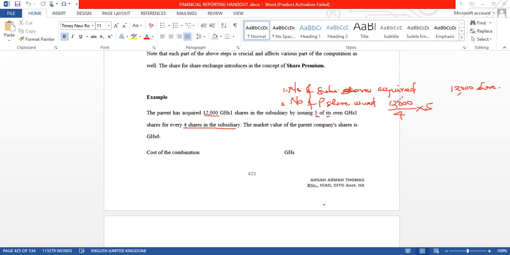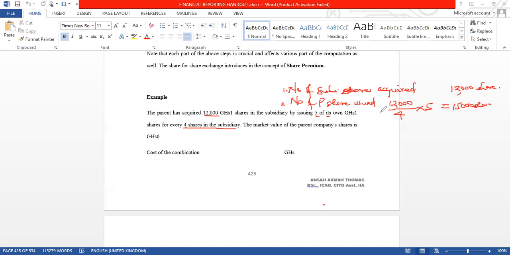So when you go through to do this, you have 12,000 divided by 4 is 3,000. 3,000 multiplied by 5 is giving us what? 15,000. So we have 12,000 over 4 multiplied by 5. It is giving us 15,000 shares.